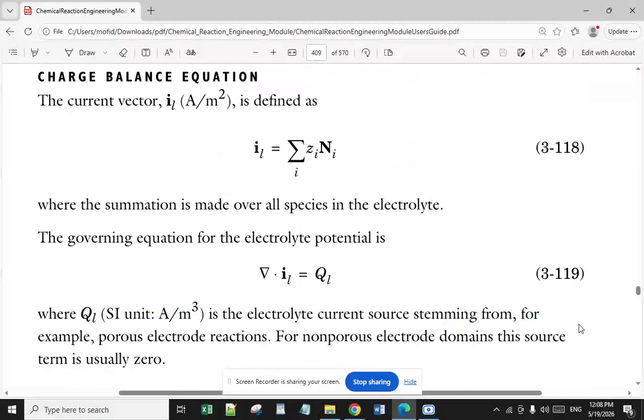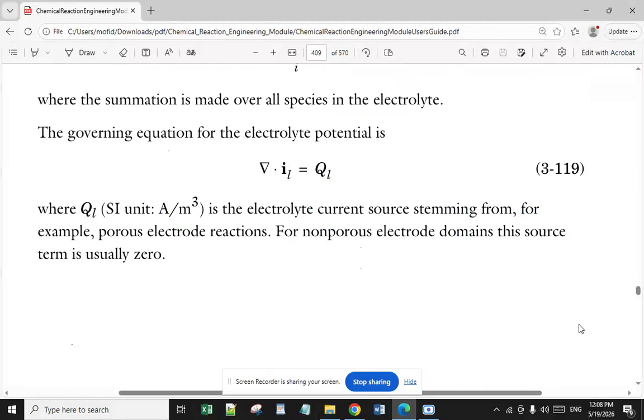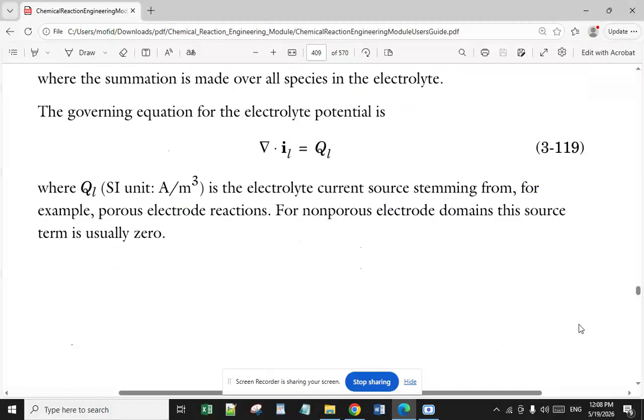Now I want to go through the charge balance equation. The current vector i_l, based on the SI unit ampere per square meter, is defined as i_l equals the sum over i of F z_i N_i, where the summation is made over all species in the electrolyte. The governing equation for the electric potential is as follows, where Q_l, based on the SI unit ampere per cubic meter, is the electric current source stemming from, for example, porous electrode reactions. For non-porous electrode domains, this source term is usually zero.